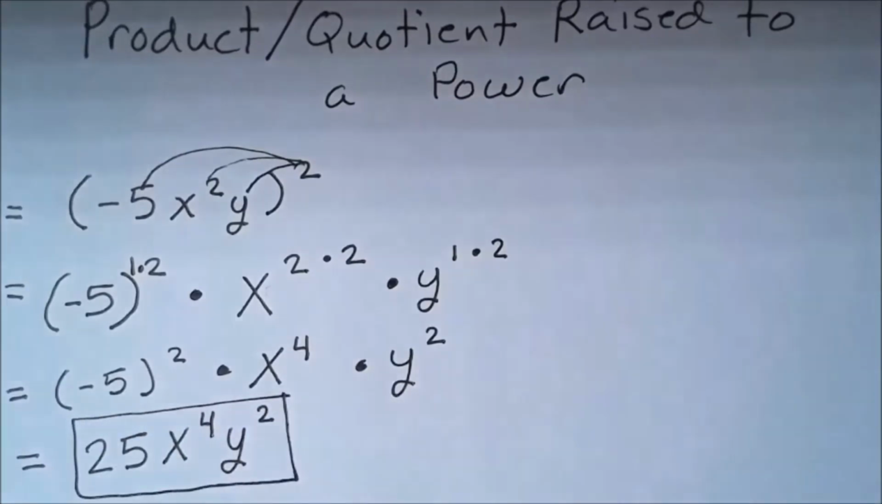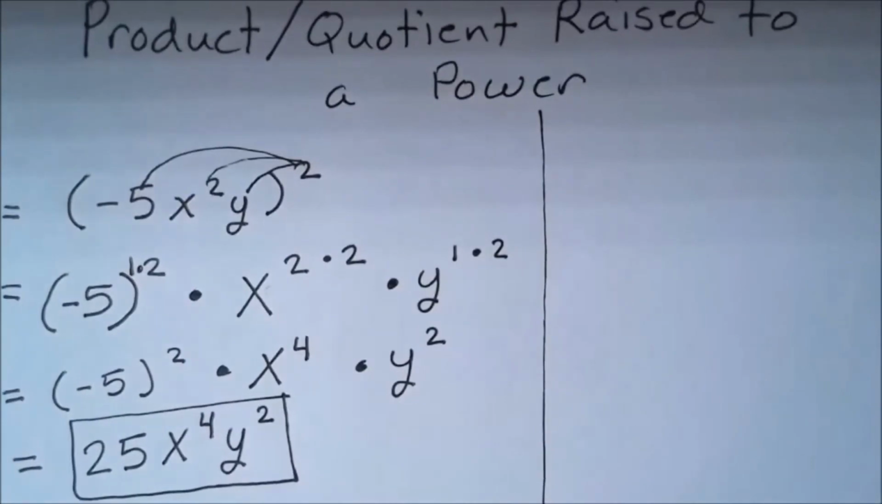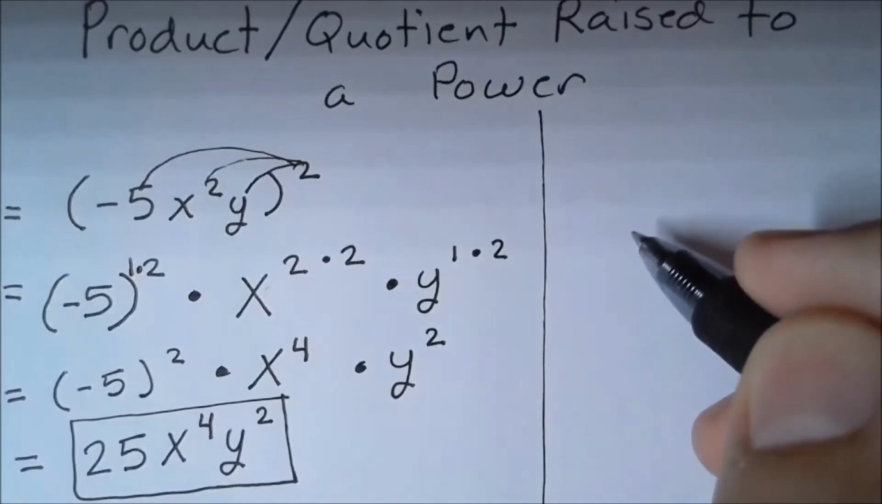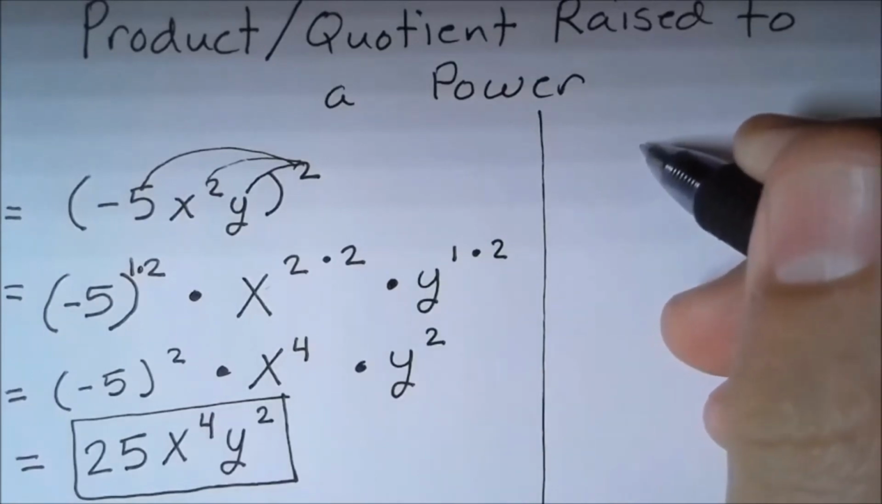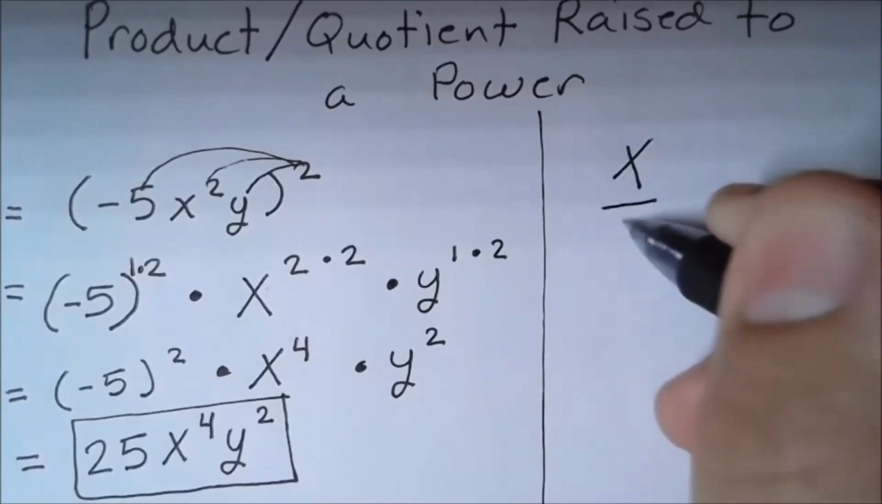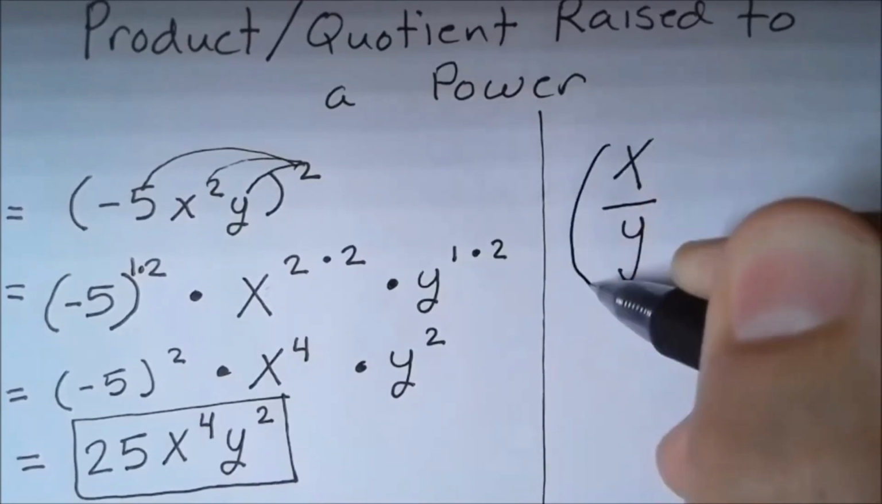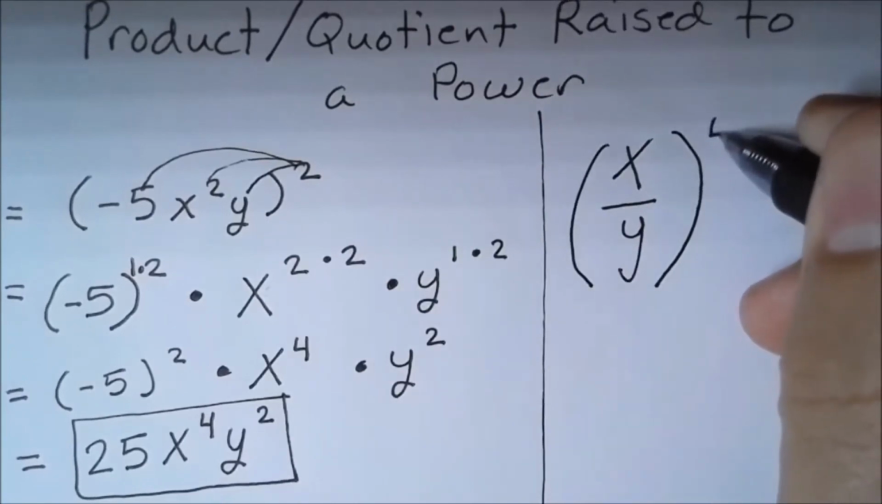And now we're going to go ahead and do one using the quotient raised to a power rule. Alright, on the quotient raised to a power, we're going to do one that looks a little different than what we've done before. So let's say we have x over y, all in parentheses, to the power of 4.